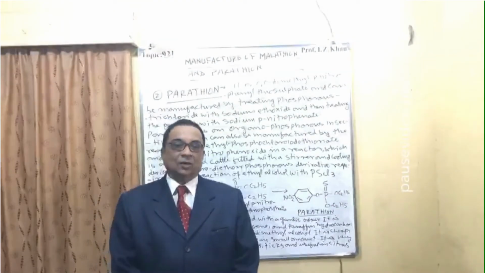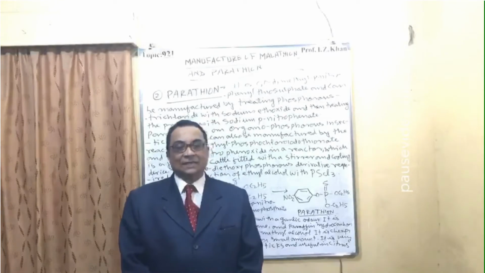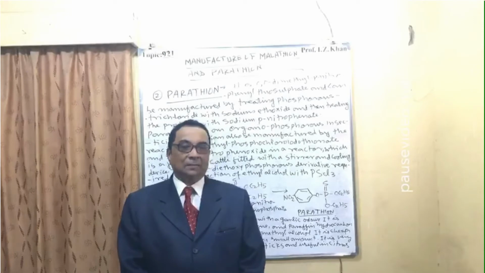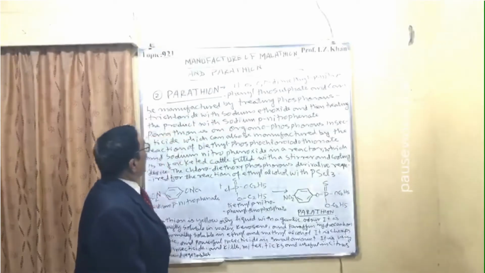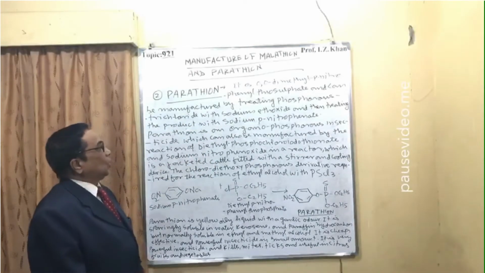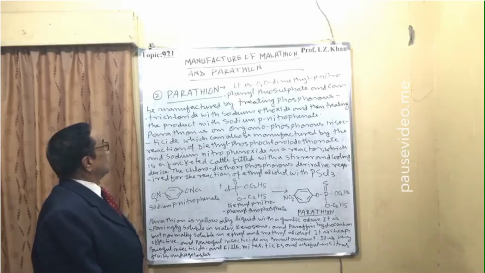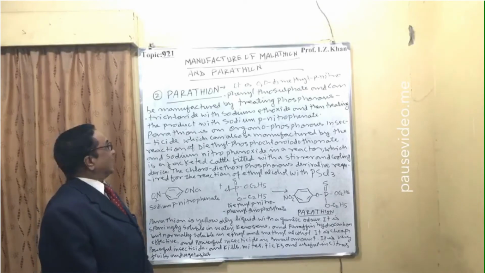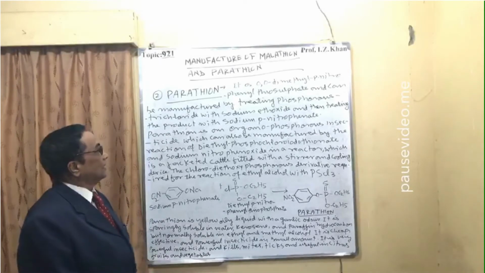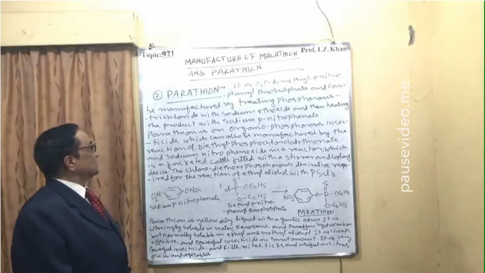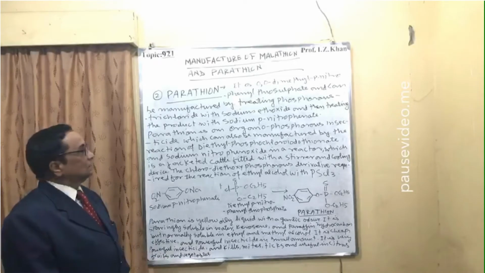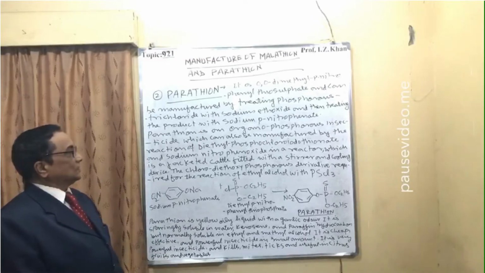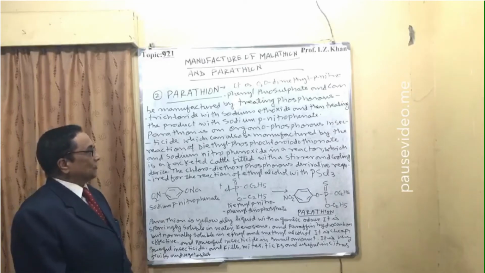So second is parathion. It is a very powerful insecticide, and the advantage is that it is very cheap as compared to malathion. Parathion is dimethyl para-nitrophenyl thiophosphate and can be manufactured by treating phosphorus trichloride with sodium ethoxide and then treating the product with sodium para-nitrophenate.